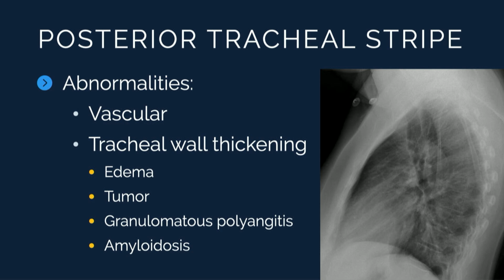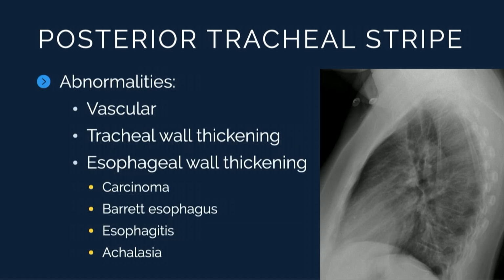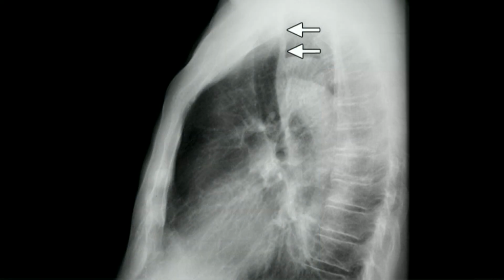In addition to vascular pathology, there's also tracheal wall pathology that can occur. So the tracheal wall posteriorly can be thickened in the setting of edema, tumor, granulomatosis with polyangiitis, or other diseases that involve the airways, amyloidosis, etc. And then you can have esophageal wall thickening. So again, the esophagus is right in that area of the posterior tracheal stripe or the tracheoesophageal stripe. And primary esophageal malignancy can do that, or inflammatory processes of the esophagus, as well as achalasia. So I'm going to show some examples.